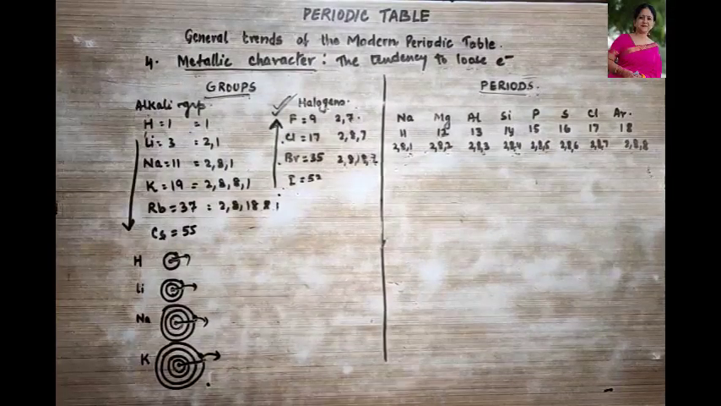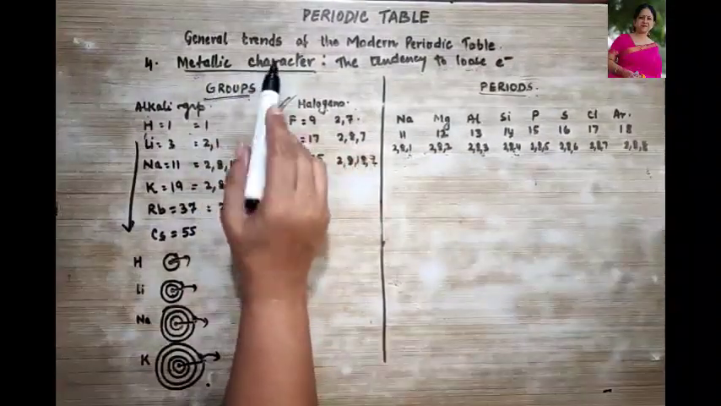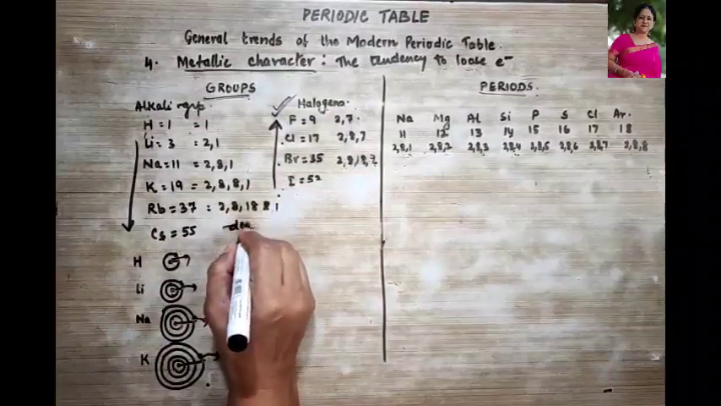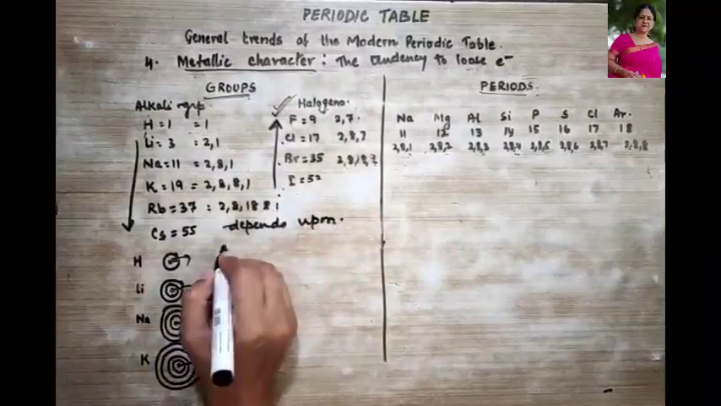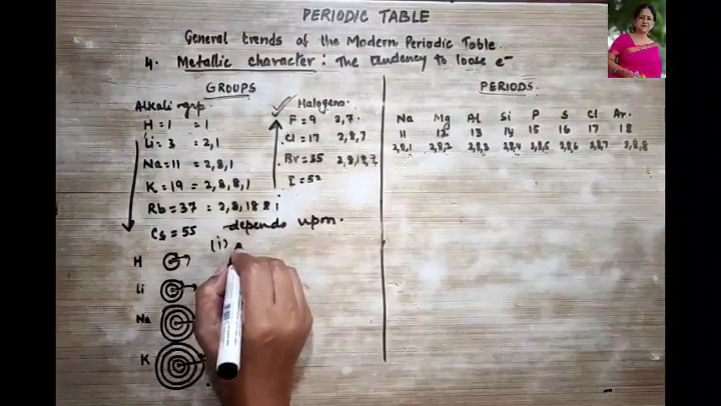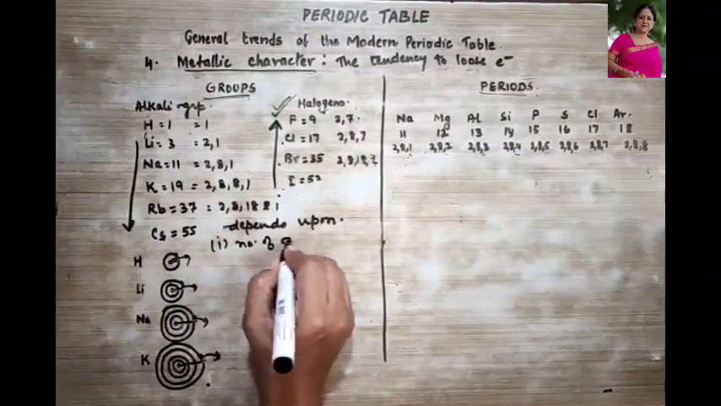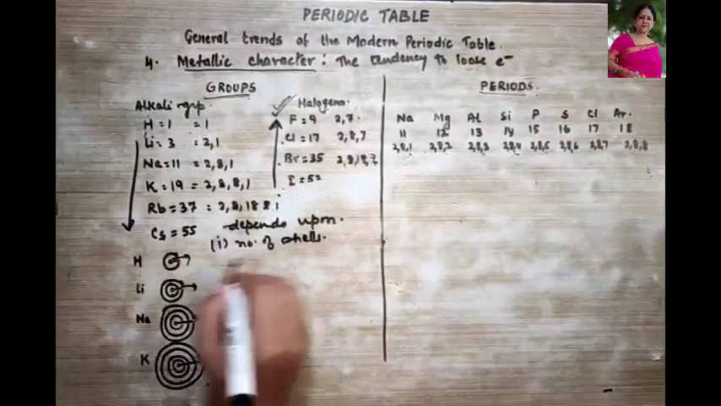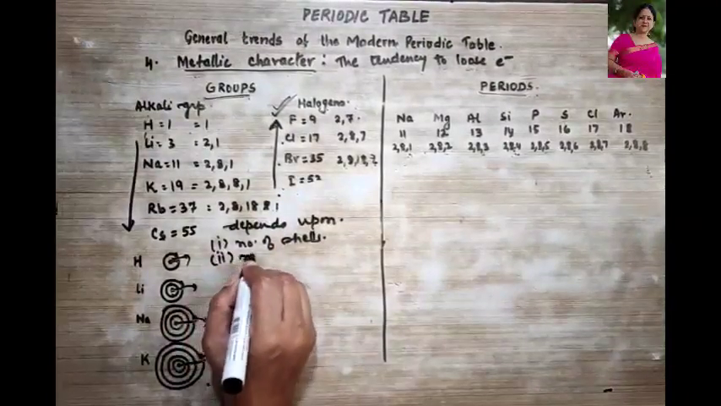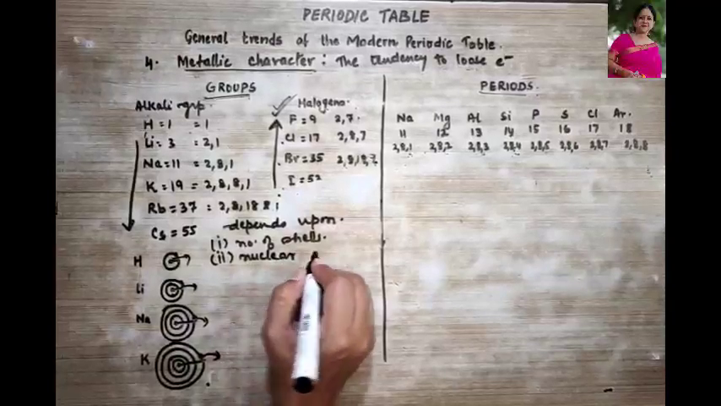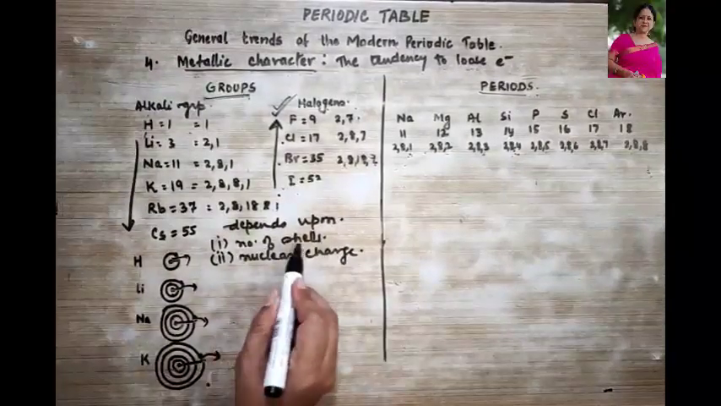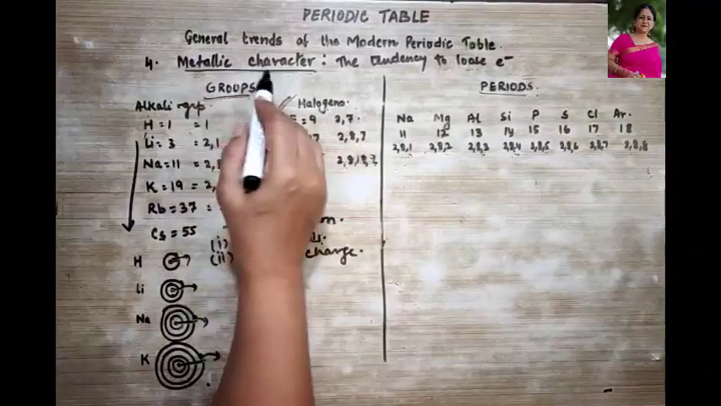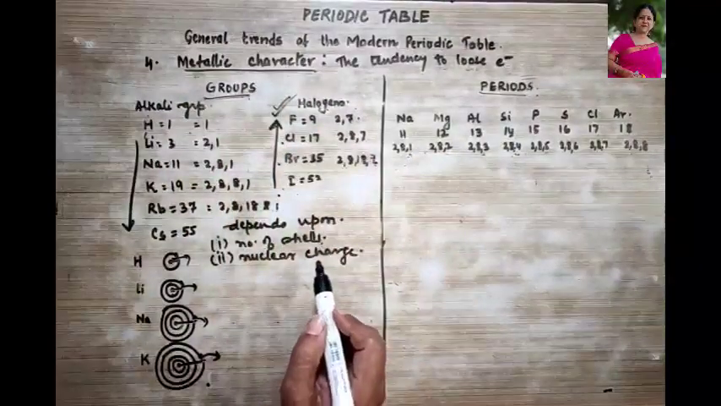Is that clear? So, we can say that metallic character depends upon 2 points. What are they? Number 1, number of shells, and also it depends upon the nuclear charge. Okay, so what do we know about number of shells? When number of shells increases, then metallic character increases.